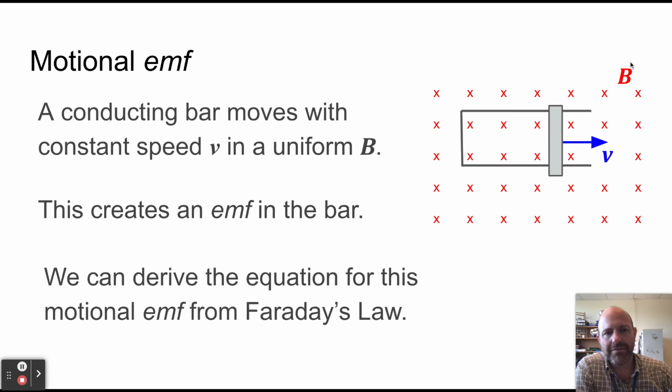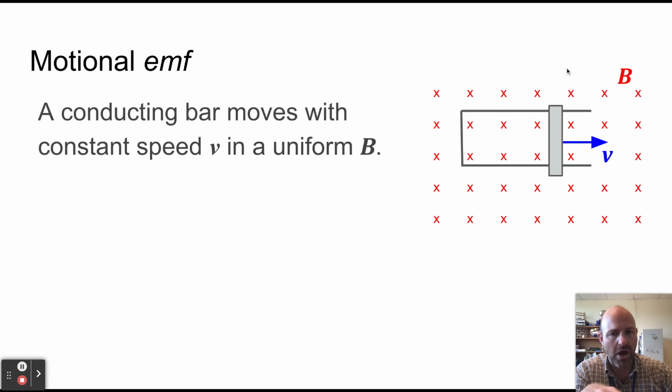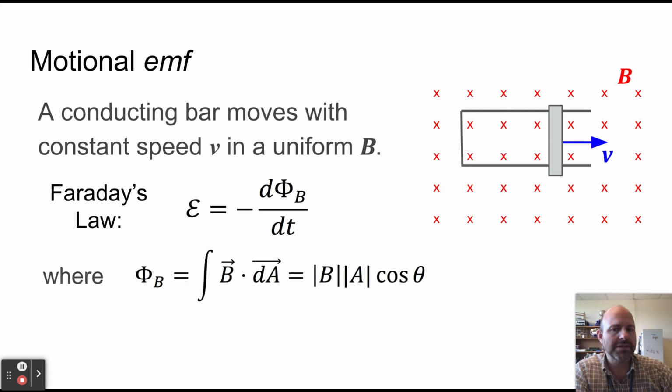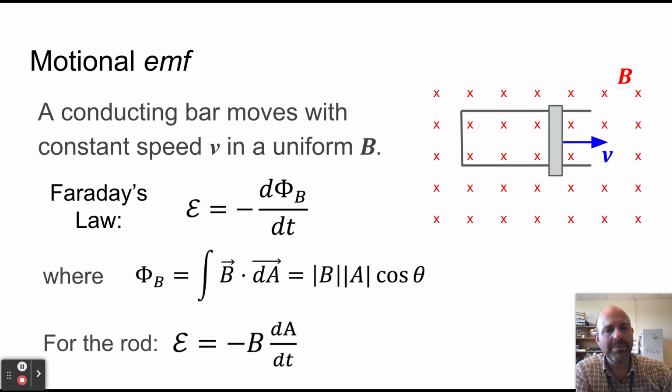So motional EMF, the basic idea is if you move a conductor in a magnetic field, you know that conductors have charged particles, and the charged particles can feel forces and move around in there. And if you provide a conducting path, then current could flow. We already know how to figure out that part of it from Faraday's law, right? So if it moves with a constant speed in a uniform magnetic field, Faraday's law tells us that if we can calculate the flux change, the rate of flux change, we can figure out how much EMF there will be. We use this flux formula, BA cosine theta, or integral of B dot dA, and then we get an EMF.